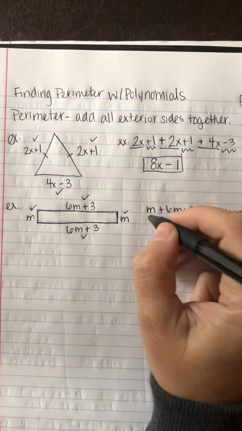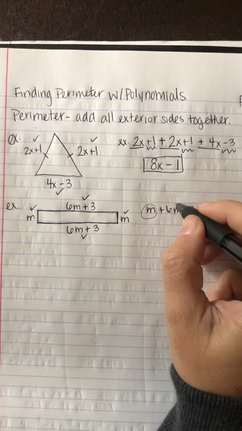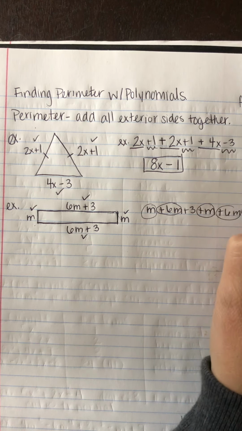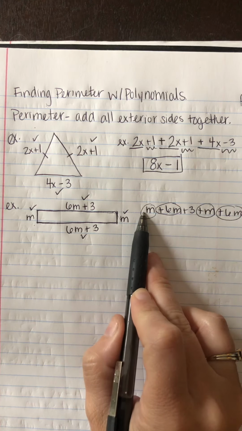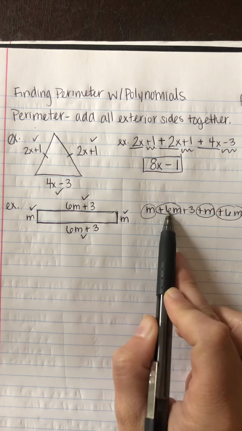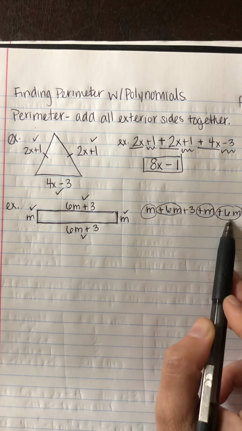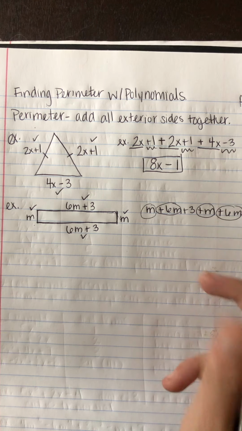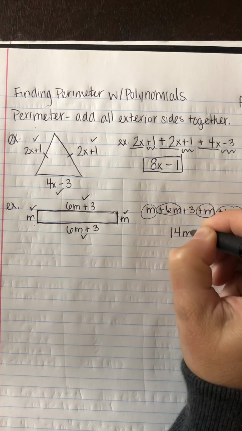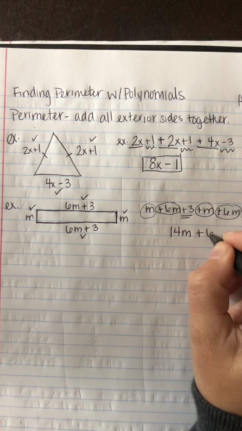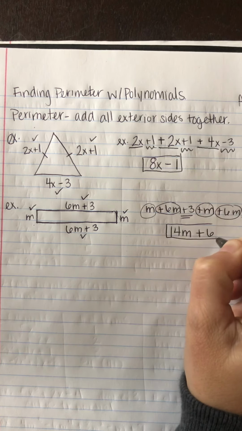And then we're going to combine like terms. So we've got m plus 6m plus m plus 6m. So it's going to give us 1m plus 6m is 7m plus another 1m is going to be 8m plus 6m is going to give us 14m. So that's our first term, 14m. And then we have plus 3 gives us plus 6.